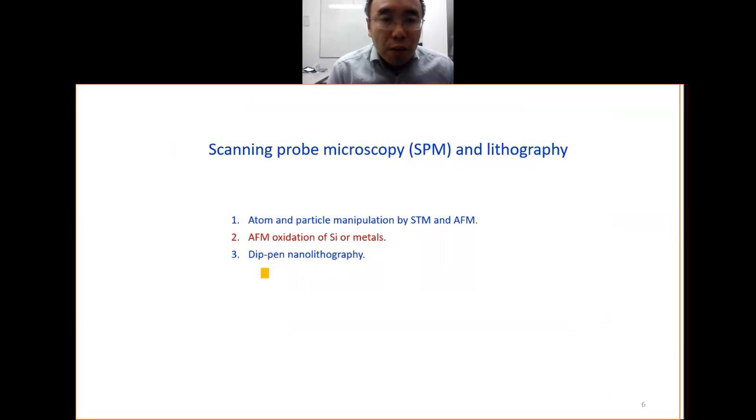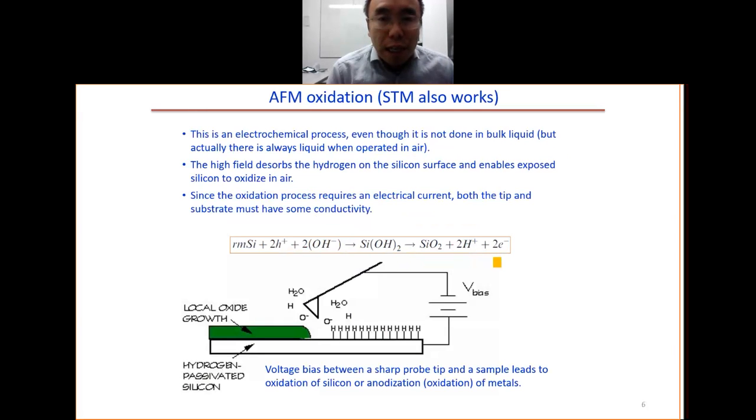So now let's look at the second example. That is the AFM oxidation of silicon or metals. In this case, you have the probe, you apply a voltage. This is the anode, this is the cathode. So this process is also called anodization. Oxidation is also called anodization because the substrate here is put in the anode. Here we apply a voltage, and when we do the experiment in the environment, not in the vacuum, there is always humidity.